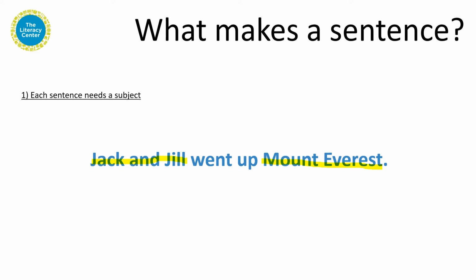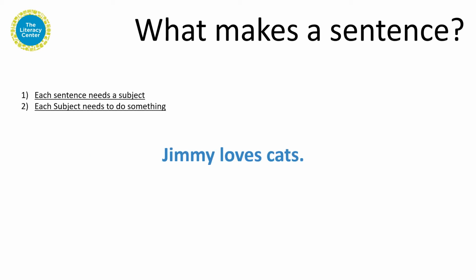So we know a noun is the subject. It's what the sentence is all about if we're being told what that subject is doing. So we're being told what Jack and Jill are doing. They are going up Mount Everest, or they went up Mount Everest. Let me get my other highlighter here. There we go. But we aren't being told what Mount Everest is doing. There's no verb attached to it. But with Jack and Jill, we can see that they went up Mount Everest. So Jack and Jill are the subject.